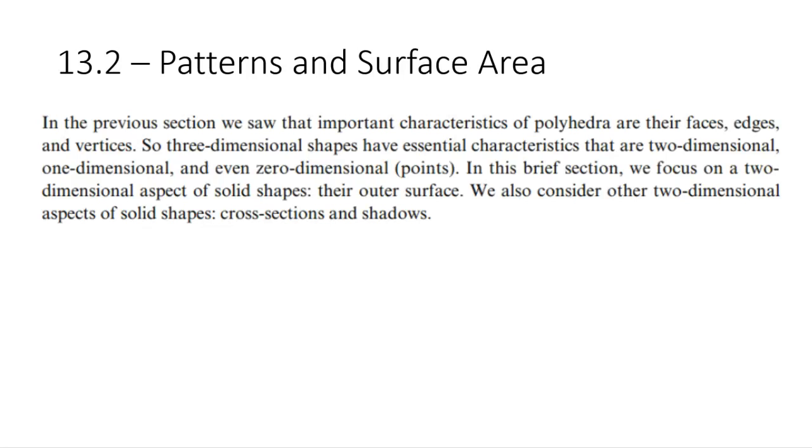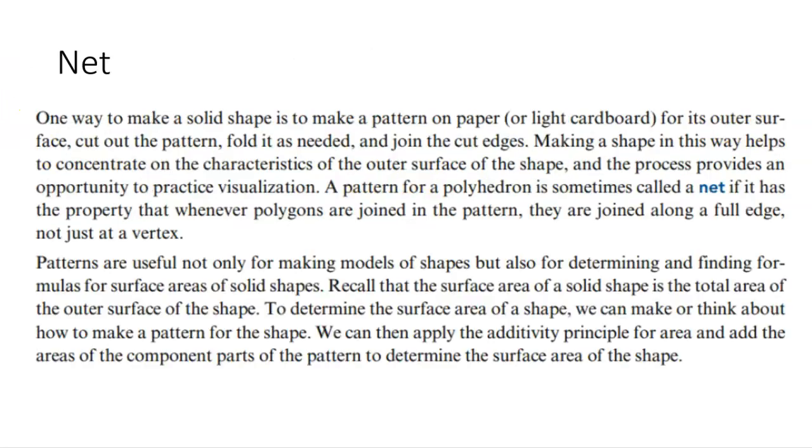So in the previous section, we saw that important characteristics of polyhedra are their faces, edges, and vertices. So three-dimensional shapes have essential characteristics that are two-dimensional, one-dimensional, and even zero-dimensional because of the points. This is a short section, but we're going to focus on two-dimensional aspects of solid shapes, their outer surface. We also consider other two-dimensional aspects of solid shapes, cross-sections, and shadows.